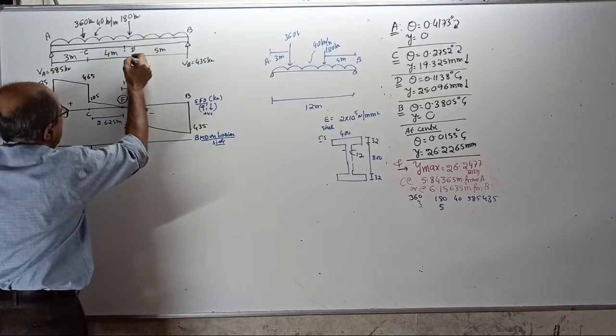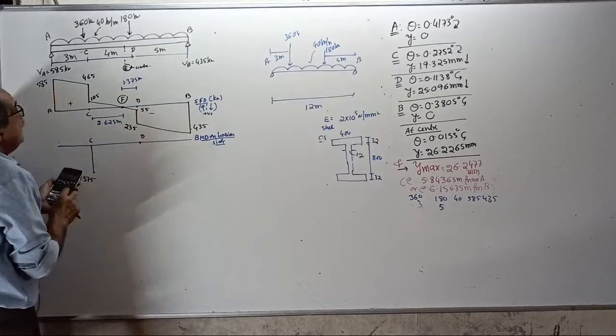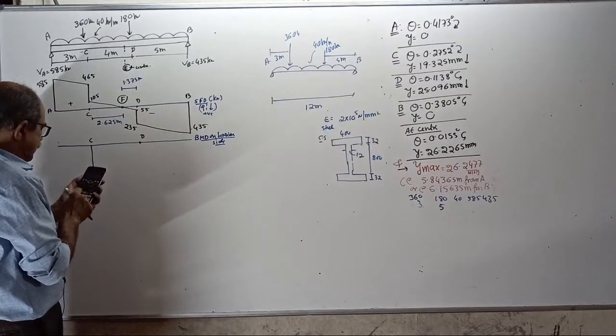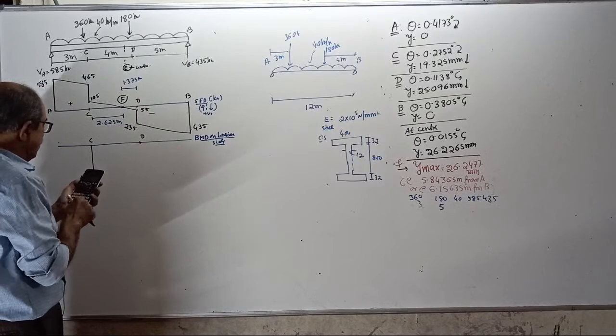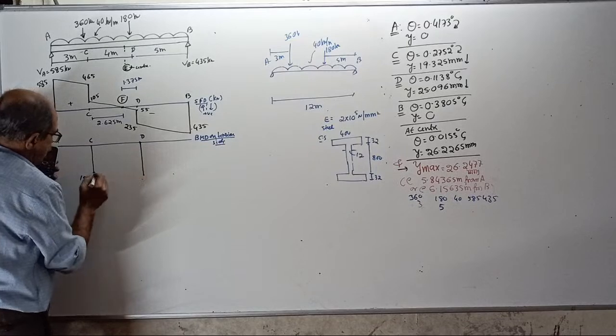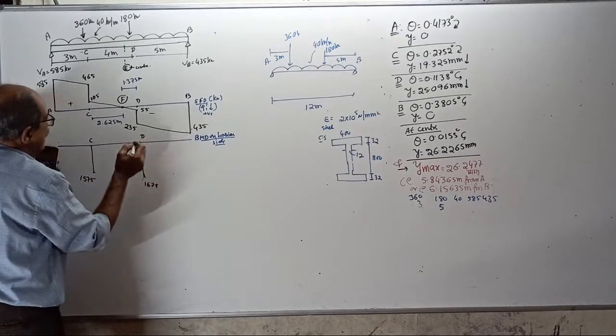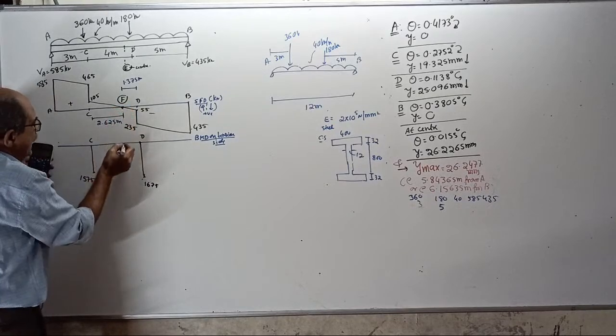BM at D, this is the point C, the next standard point is D. D bending moment is 435 into 5 minus 40 into 5 into 2.5. That is 1675, a little more. So 1575, 1675.